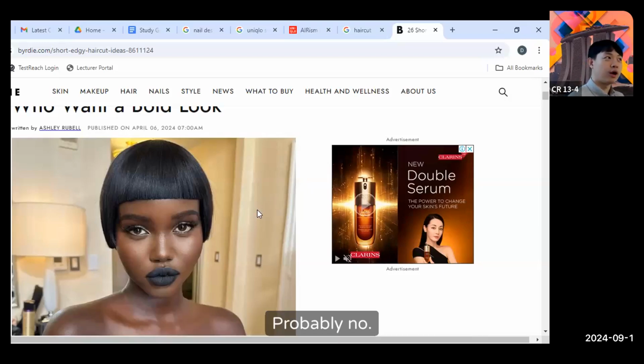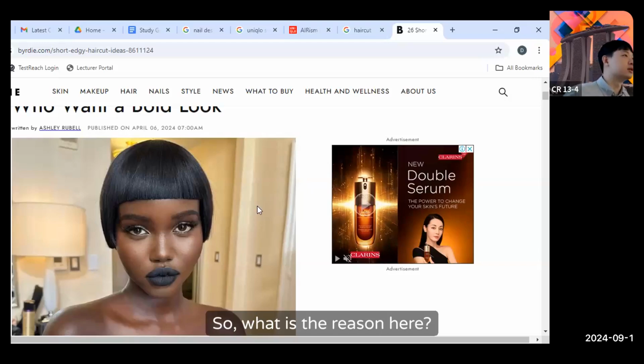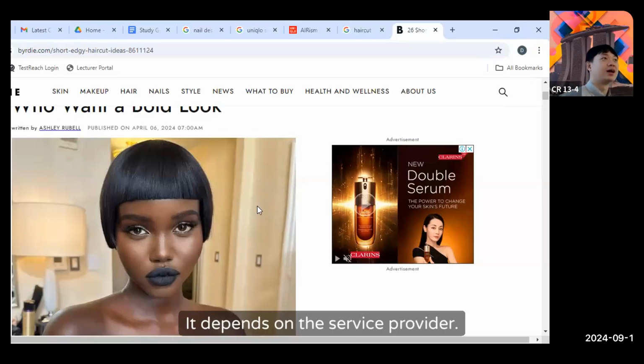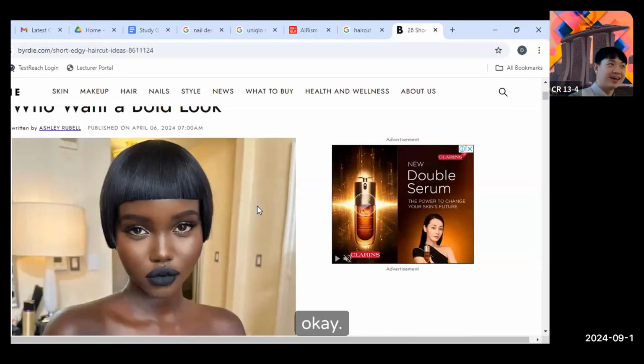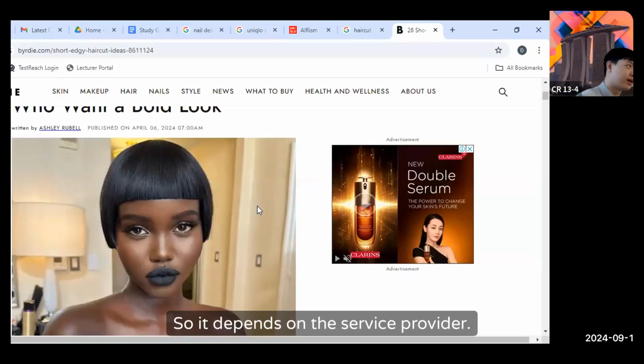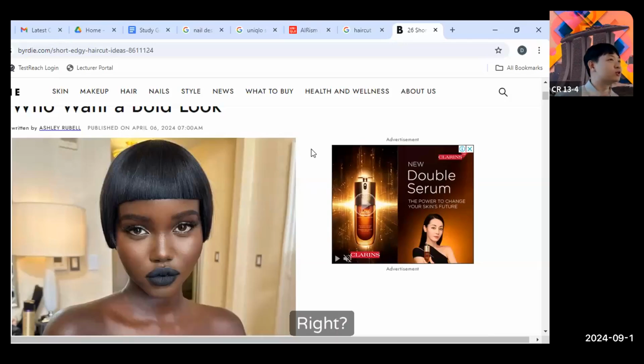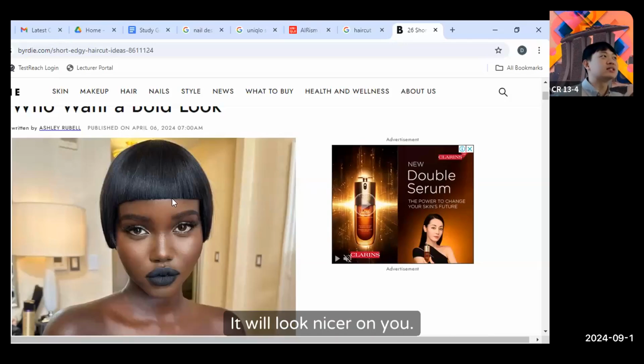Probably no, right? So what is the reason here? How come it cannot turn out the same? It depends on the service provider. The hairstylist could have different taste, right? They can say your fringe should be a bit slanted, it shouldn't be straight like that, it will look nicer on you.